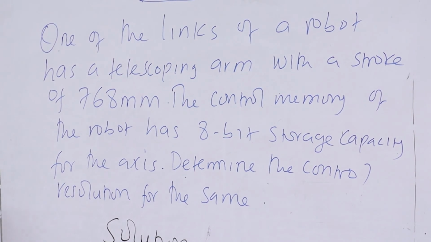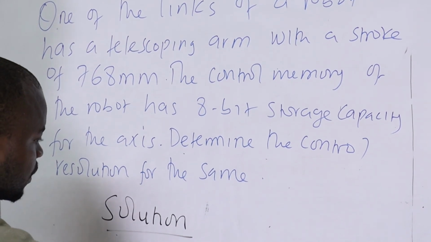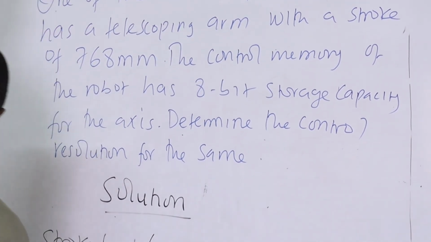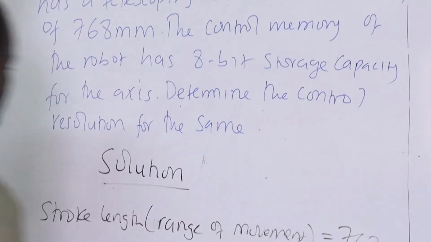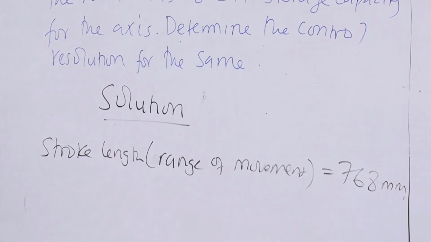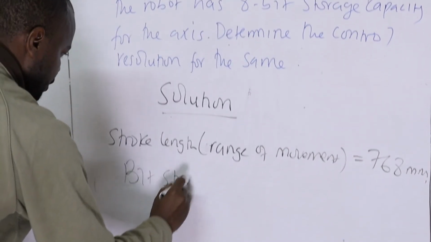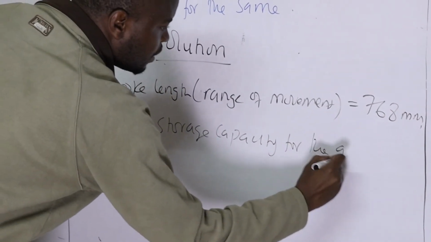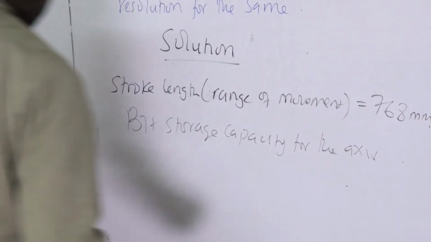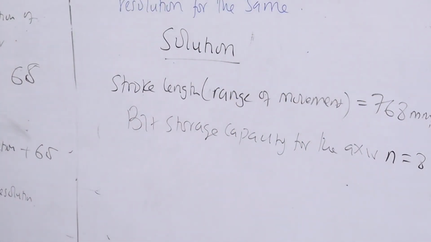The stroke length is also the range of movement, and we have been given it to be 768 millimeters. The next one, we have been given the bit storage capacity for the axis, and that is what we call n, equal to 8. So now we can talk about the control resolution.